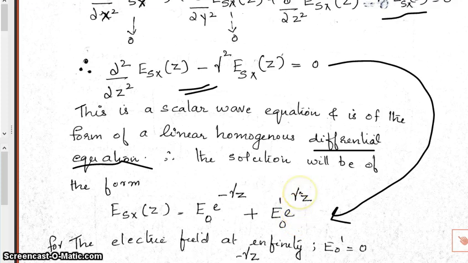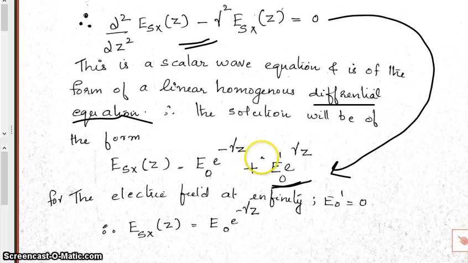Okay. So if the electric field is at infinity, what happens to the second term? It will become equal to 0. So we will remove the second term from this solution, and I can write Ex(z) = E0 e^(-γz).